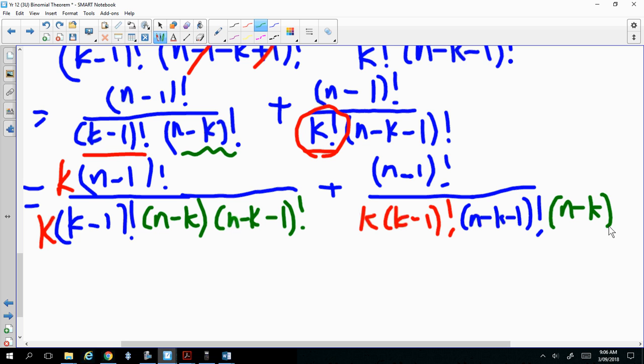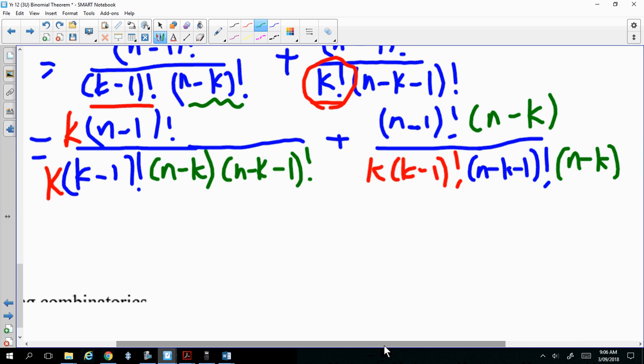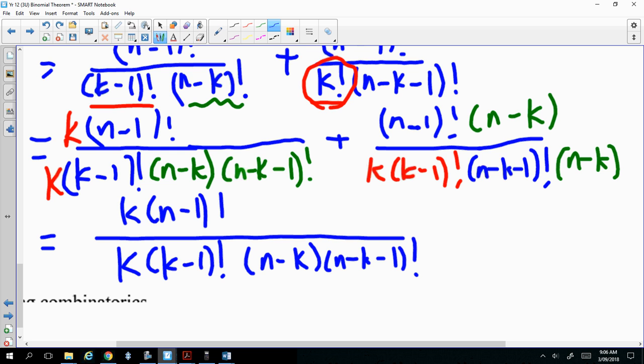Now they have the same denominator, isn't it? So now, because they have the same denominator, let's write them as a common denominator. And we'll get to our result very soon. So let's write it as a common denominator. Right, like that. And then write k n minus 1 factorial plus n minus 1 factorial n minus k.